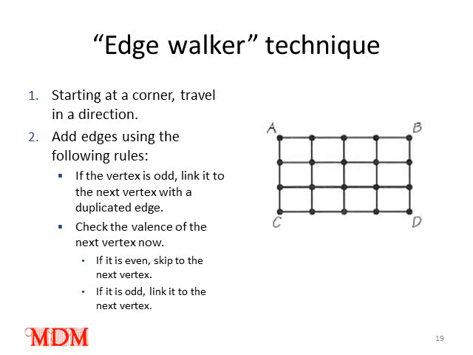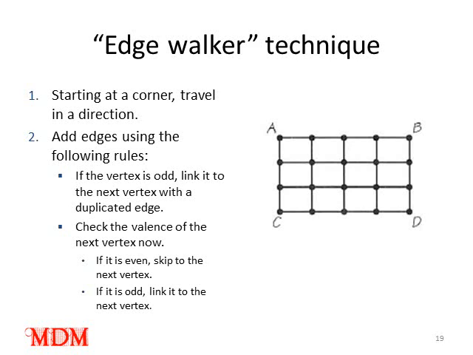So, we're going to add edges using the following rules. If the vertex is odd, we're going to link it to the next vertex by putting in a duplicated edge. Then we're going to check the valence of the next vertex. If it happens to be even, we'll skip it and move on to the next vertex. If it's odd, we're going to link it to the next vertex. So let's take a look at how this is accomplished.